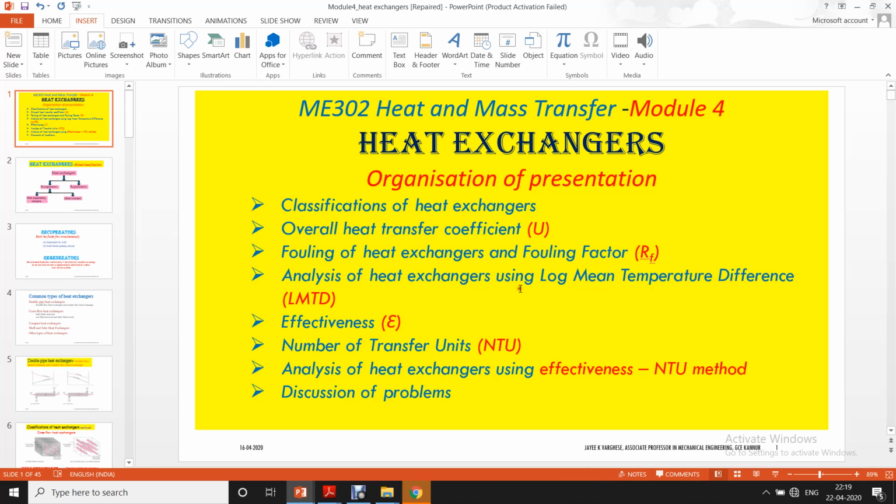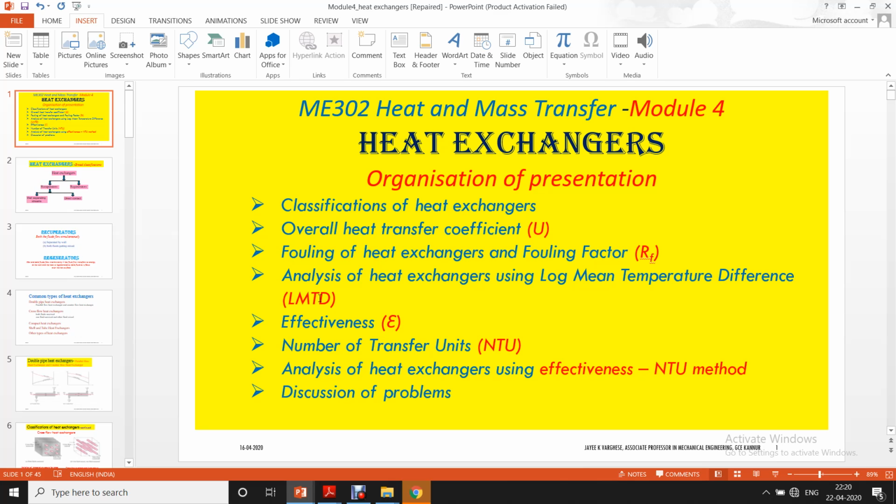Next is the analysis of the heat exchanger using log mean temperature difference, or LMTD. We know that LMTD can be calculated if we know all the four temperatures, that is hot fluid and cold fluid, inlet and outlet temperatures. If we know the four temperatures readily, or temperatures which can be calculated from energy balance, then LMTD can be calculated, and this is used to calculate the heat exchange. Q is equal to overall heat transfer coefficient into area into LMTD.